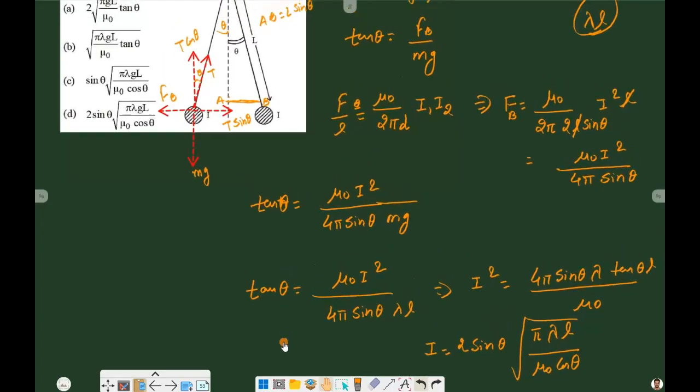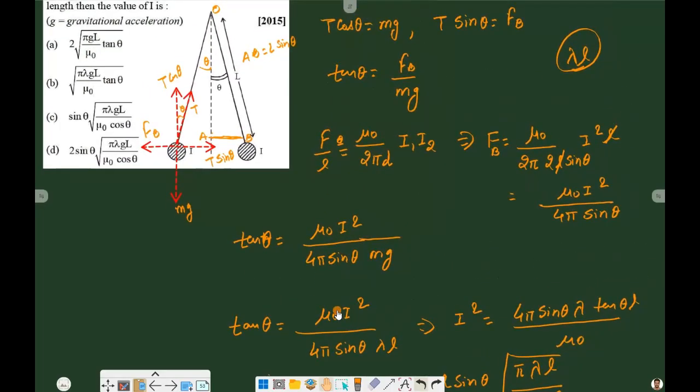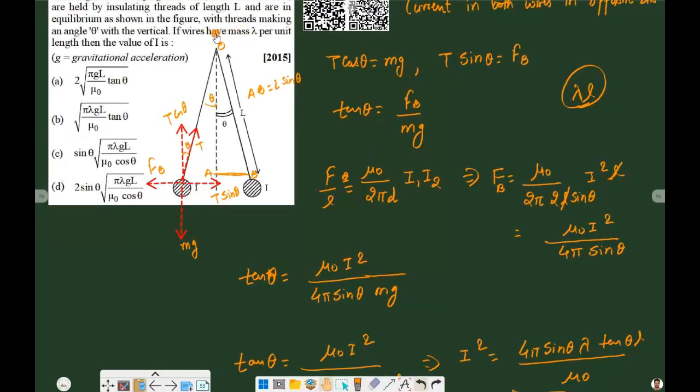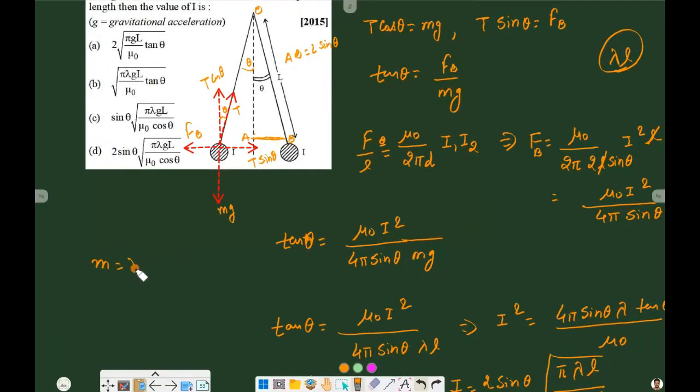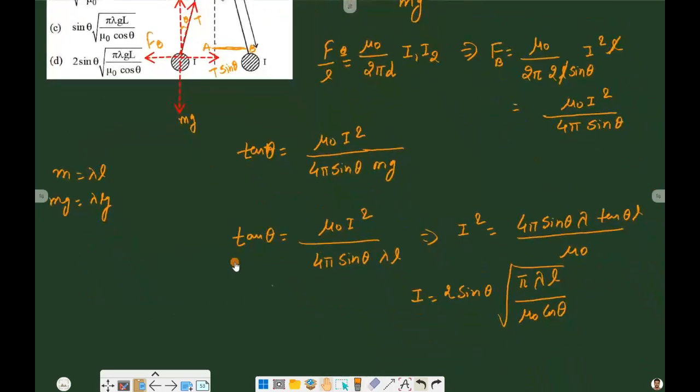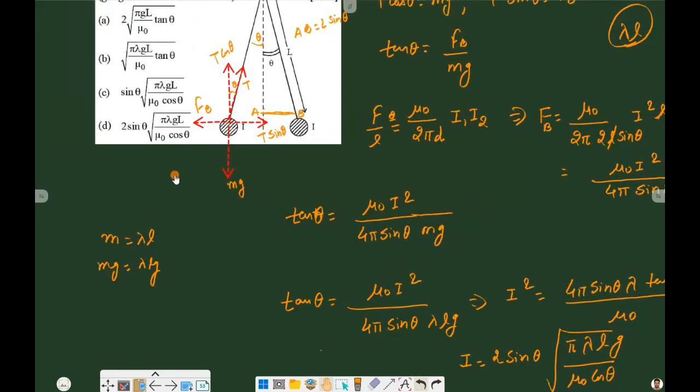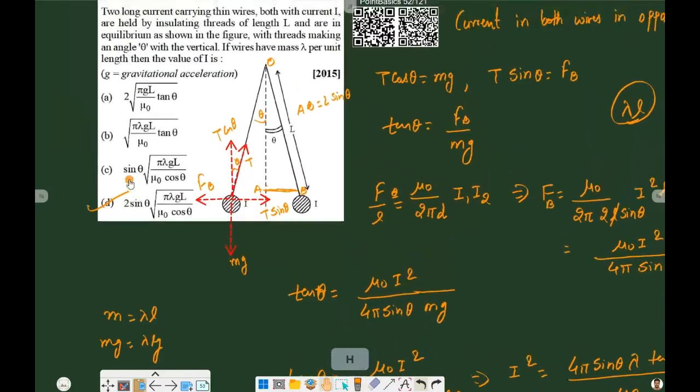So if we now match the options, we have 2 sine theta pi lambda L, we have mu naught cos theta, we are missing g, and I think we made a mistake in the substitution of mg. Yes, lambda is the mass per unit length, not the weight. So m is equal to lambda L and mg is equal to lambda Lg. So we have g additionally here. So g will be here, g will be here, and g will be here also. So option D will be the right answer.